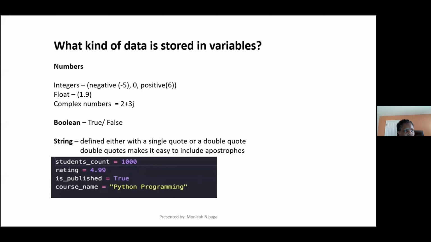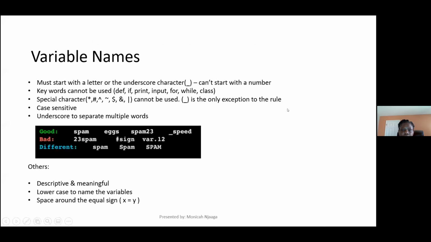So moving along, in my next slide, I'll be mentioning a little bit about variable names. There are best practices that we adhere to when we are declaring variable names, and I'll mention a few of them. For example, it must start with a letter or an underscore character. A variable can never start with a number.